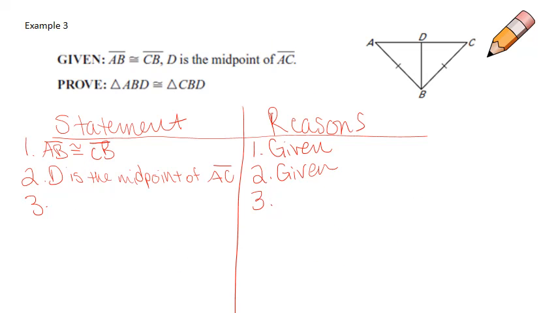Okay, so for example 3, I got a little bit of a head start and wrote my two columns and my given statement. So why don't you pause the video and take a second to write all of this down. But now that we have the given statement that line segment AB is congruent to CB, which is marked for us already, AB is congruent to CB, then we also know that D is the midpoint of AC.